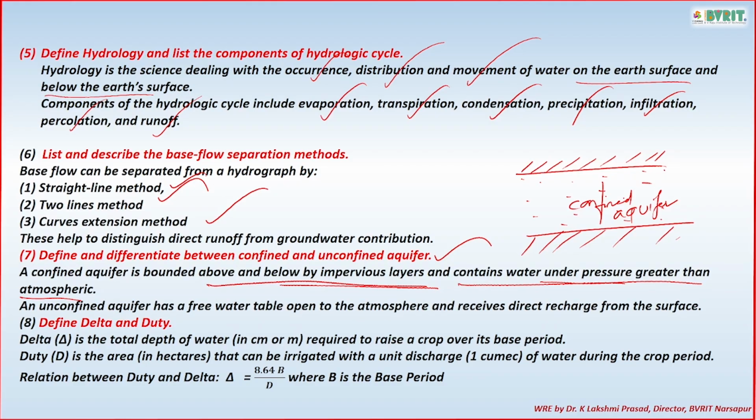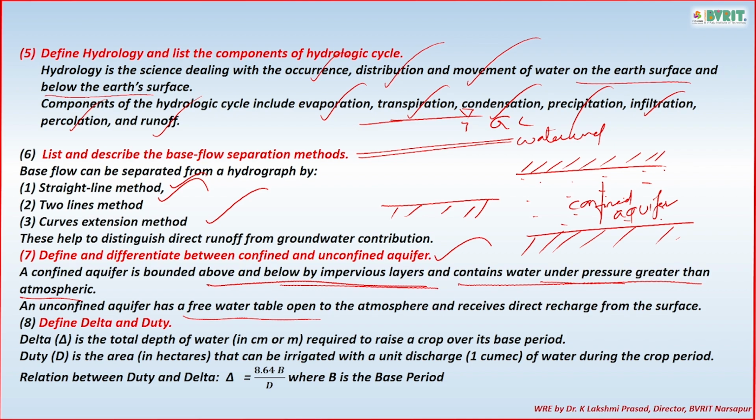Whereas an unconfined aquifer has a free water table, so only the bottom impervious layer will be there, and naturally this is the ground level, so the water level is here. An unconfined aquifer has a free water table open to the atmosphere, the pressure is atmospheric pressure, and it receives direct recharge from the surface, that is, from the ground.